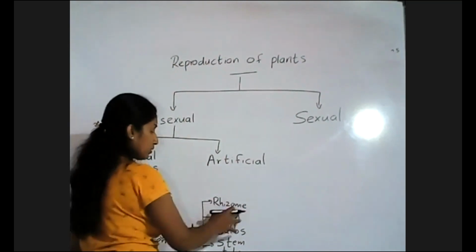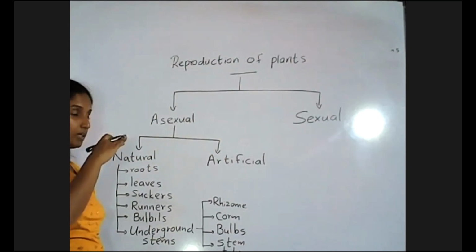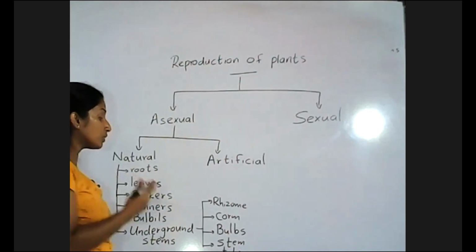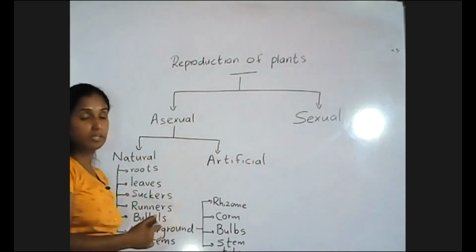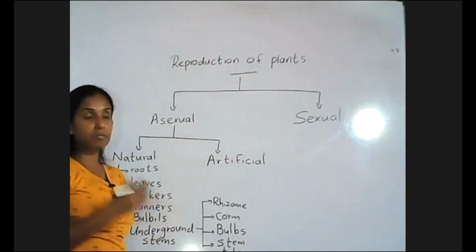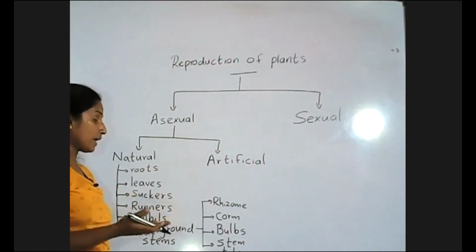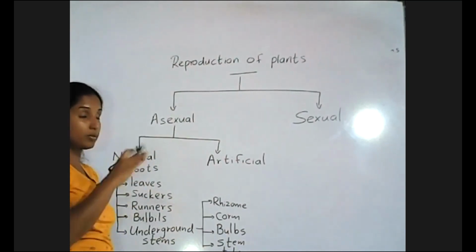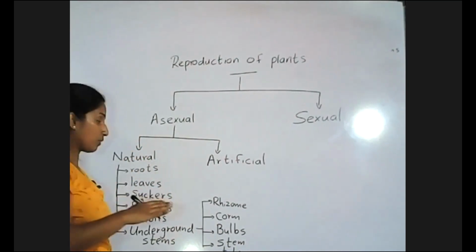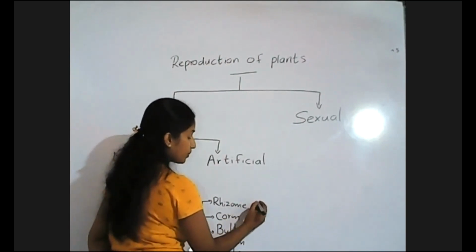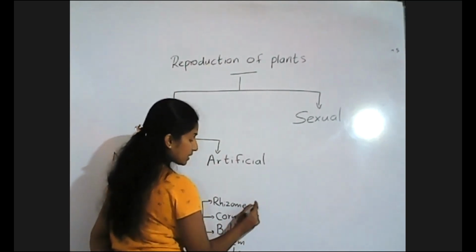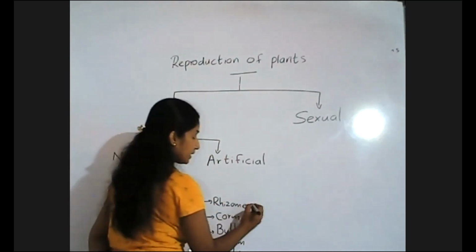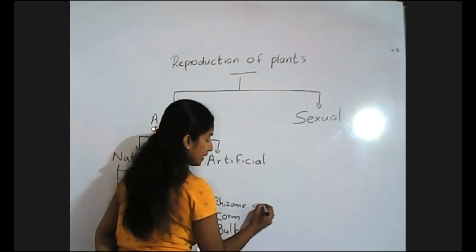Here, the underground stem means the stem is just below the ground. So using the underground stem, they do vegetative reproduction. That means they form the new generation, and also during unfavorable conditions they can survive, because the stem is just below the ground. In the rhizome, the stem is parallel to the ground.